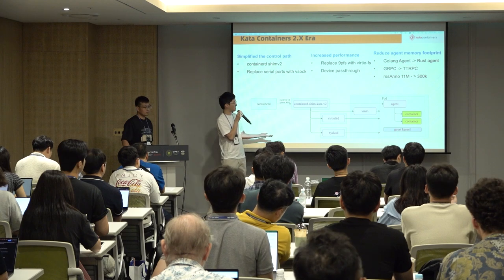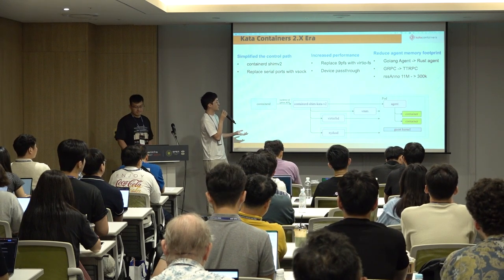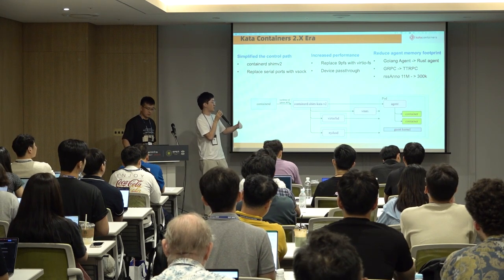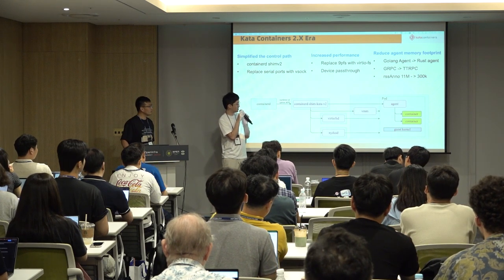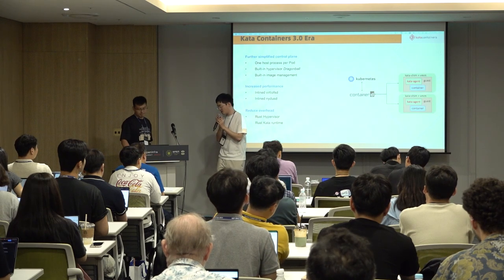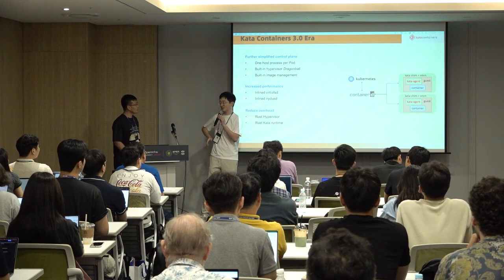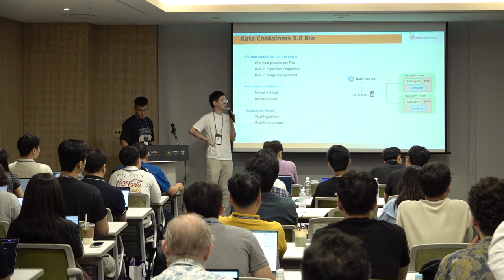Also, we have other technology like virtiofsd. This is for if the user wants to use virtio-fs to share files between the guest and the host, and also Nydusd for image acceleration. So this Kata 2.0 version is a very classic Kata Containers architecture.